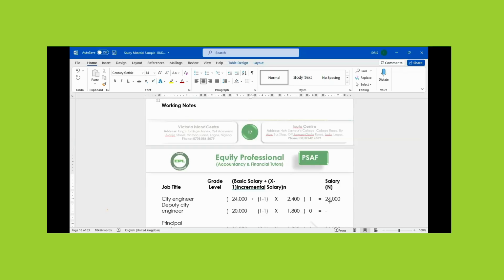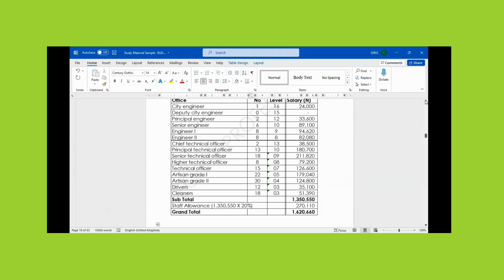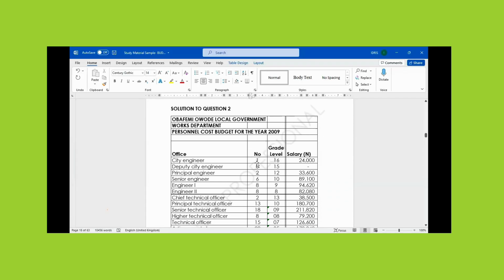24,000. Because 1 minus 1 is 0, 0 times the incremental salary is 0. 24,000 plus 0 will still give you 24,000. Do you understand that? So for city engineer, if you look at the solution, this is the solution. Based on the solution, how many staff do we have now? 1. Grade level 16. So 24,000.